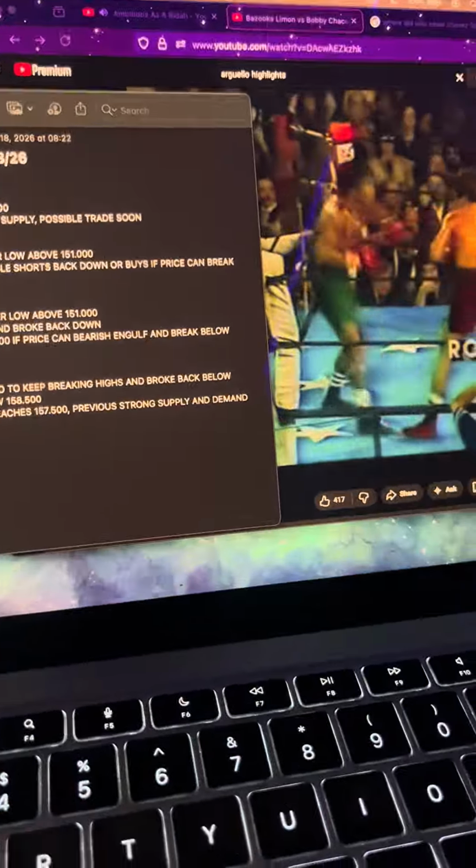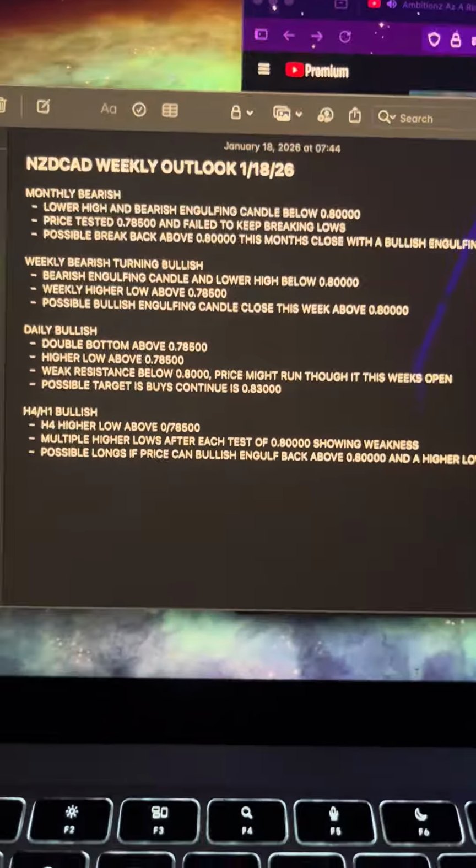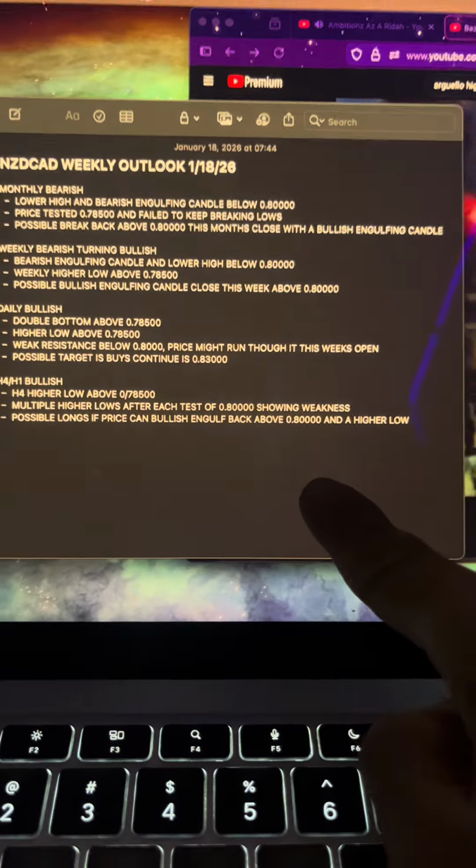Last but not least, we're gonna go NZDCAD. You can pause it and read it.